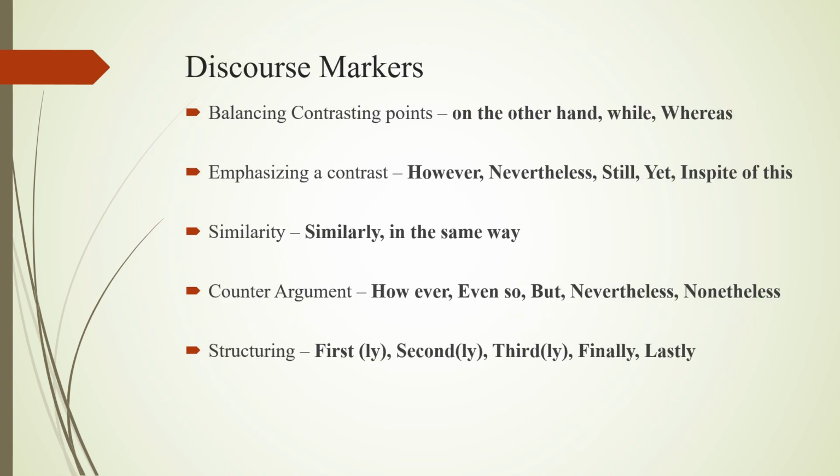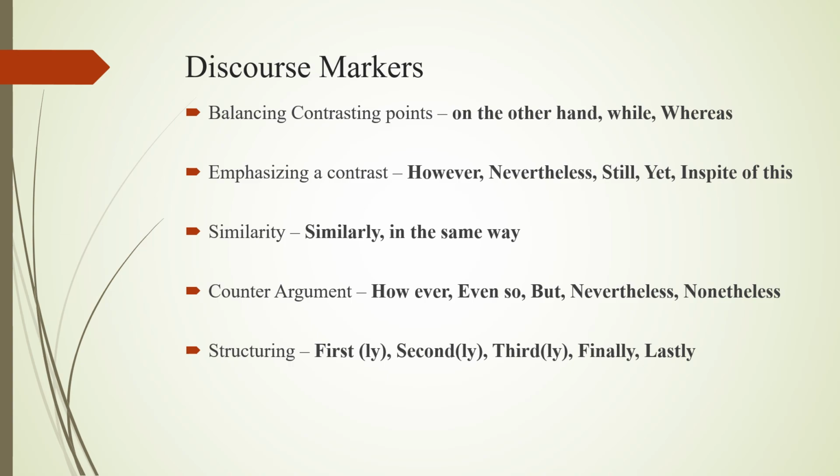Discourse markers make a paragraph look better because the monotony of using the same structure of sentences can be avoided. So the keywords for balancing contrasting points are on the other hand, while, whereas. For emphasizing a contrast, the keywords are however, nevertheless, still, yet, in spite of this. And for showing similarity, one can use similarly, in the same way. For representing counter arguments, the keywords are however, even so, but, nevertheless, nonetheless.